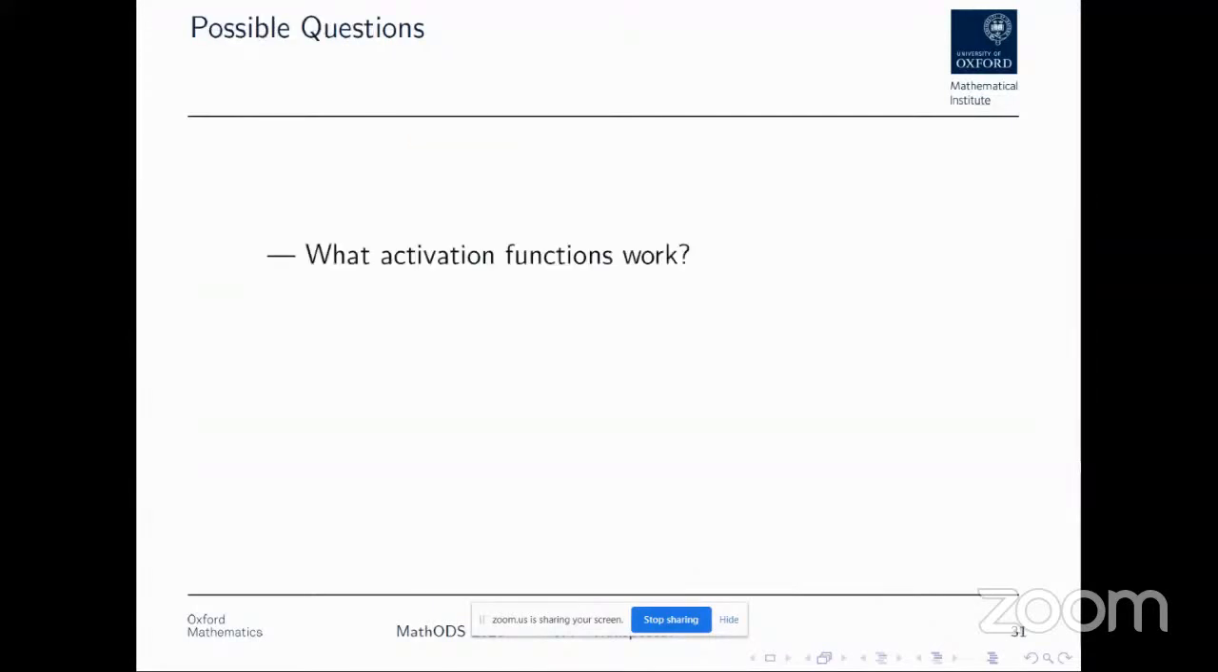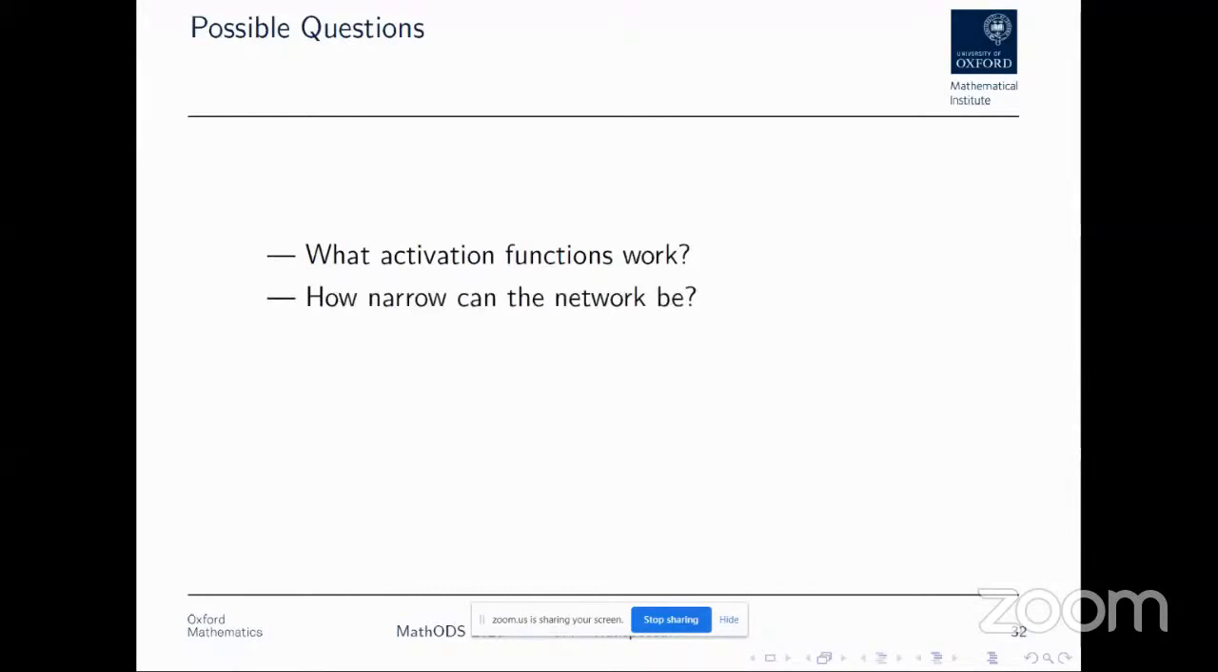Because for starters, what activation functions work? In the classical case, we required that the activation function be non-polynomial. And in fact, this was both necessary and sufficient. Is the same going to be true here? The answer is no. We will see that things are actually quite different in this case.